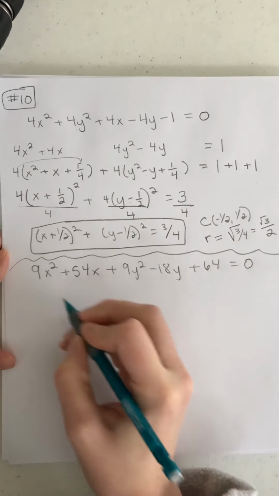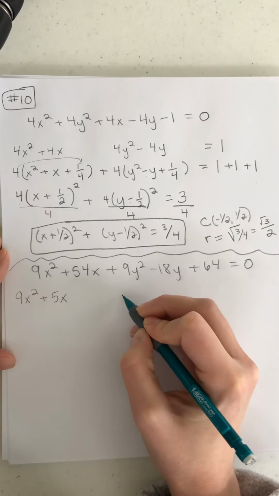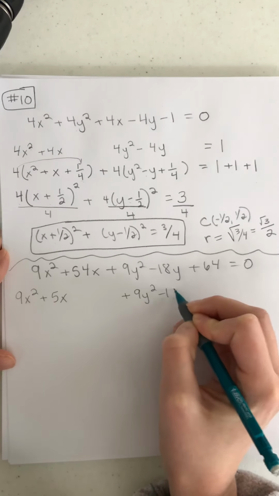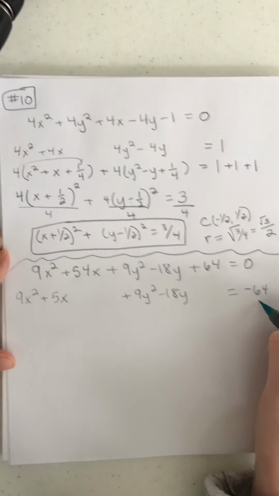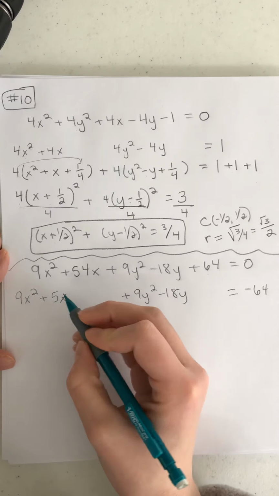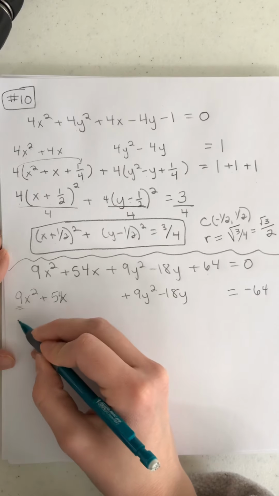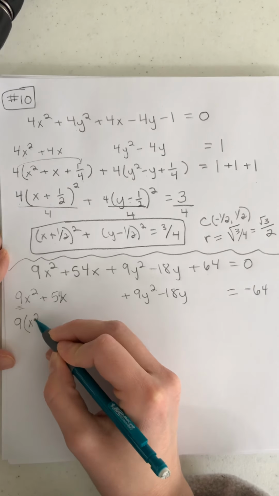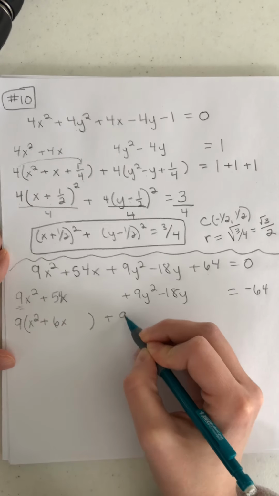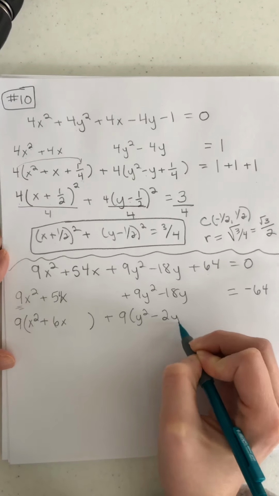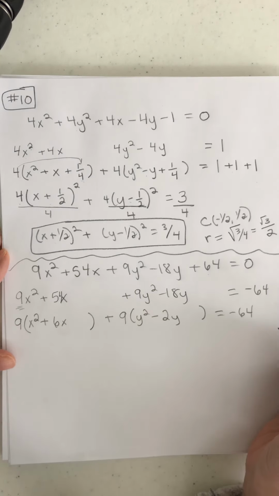Okay, let's group our x's together, which already seems to be done. Group our y's together. And move this constant over to the other side. Of course, I'm going to subtract it. Okay, I'm going to factor out this 9 here. So this leaves me with x squared plus 6x. Leave some space. Factor out the 9 here. That leaves me with y squared minus 2y. Leave some space. Equals -64.